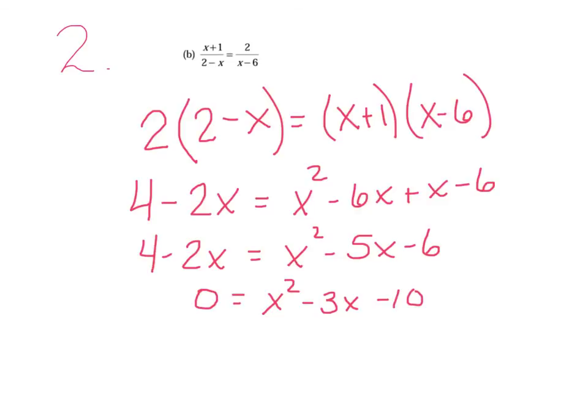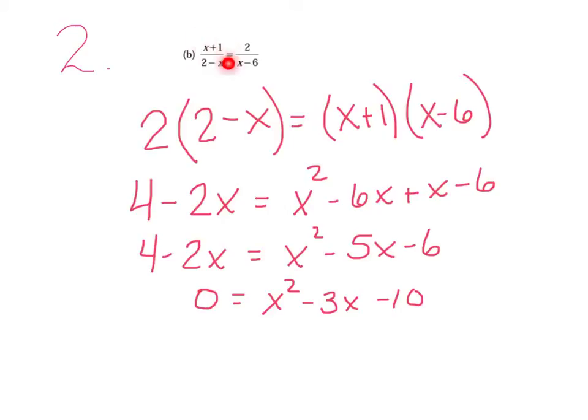Example number 2, same idea. x plus 1 divided by 2 minus x equals 2 over x minus 6. Okay, I have two fractions equal, so my gut instinct needs to be cross multiply. All right, now we'll get the most out of this if you pause it, try it on your own and see if your answer matches mine. So let's pause it.